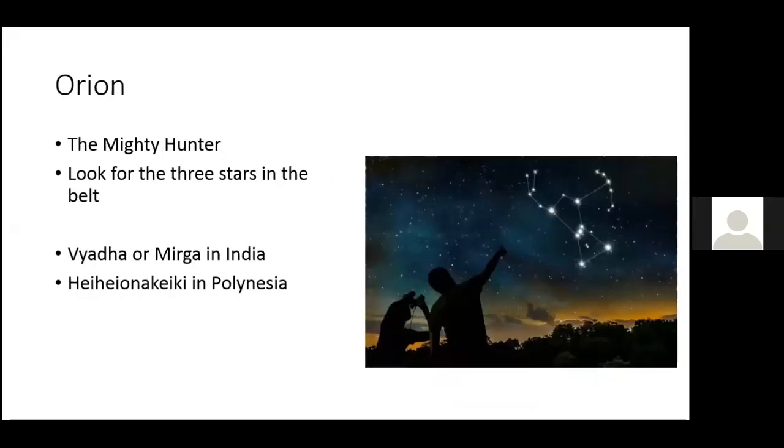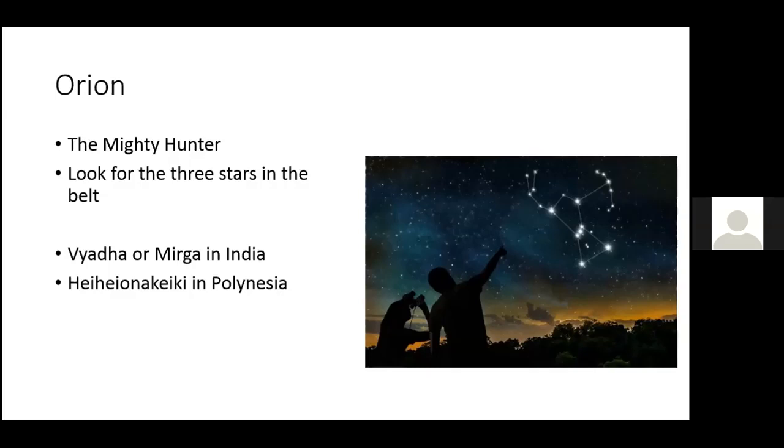All right, Orion, one of my favorites, very easy to find. It's very recognizable by these three stars on the belt right in here. I don't know if everybody can see that or not, but those three stars are usually very visible. They're very bright. They're also known as the Three Sisters. Orion has been called the Mighty Hunter. It kind of looks like the hunter drawing his bow and arrow here.